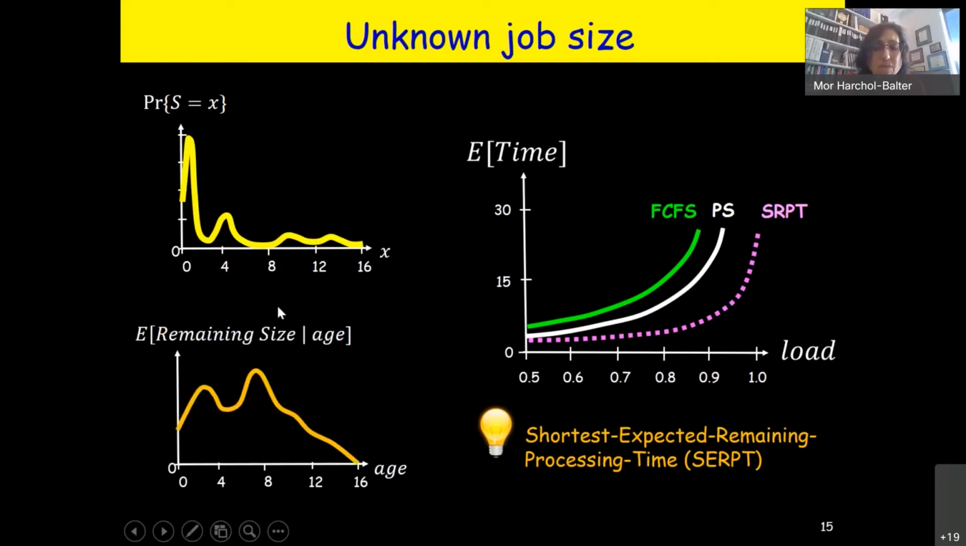And here I have done the computation. I've computed the expected remaining size as a function of age. And what you see is that this is SERPT, and it's so much better than processor sharing.